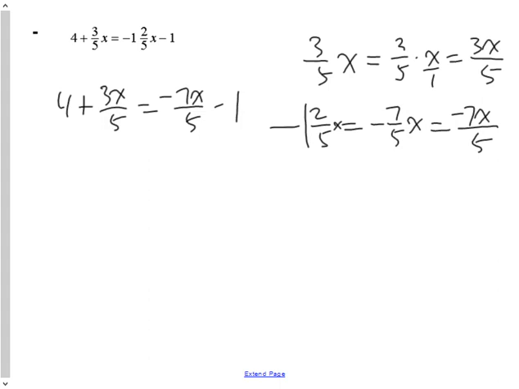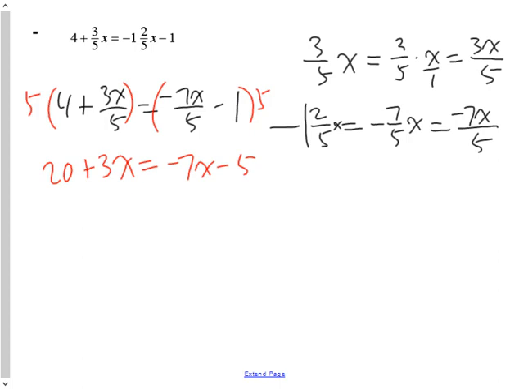So I'm going to multiply this side by 5, and the reason why is it's a common multiple of all the denominators in the equation. And I'm going to get 20 plus 3x equals negative 7x minus 5. I did that pretty quick, but if you work it out, you'll see it works out using the distributive property. And this is much easier to work out because there's no fractions.